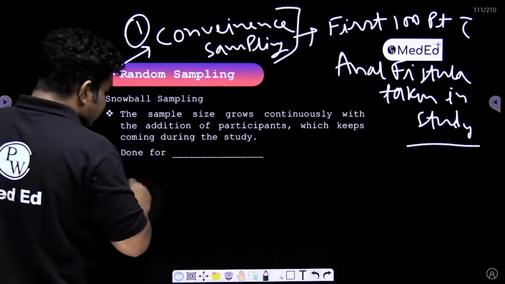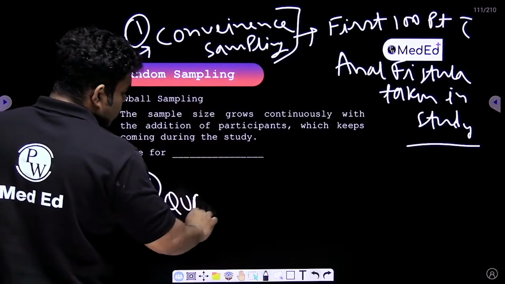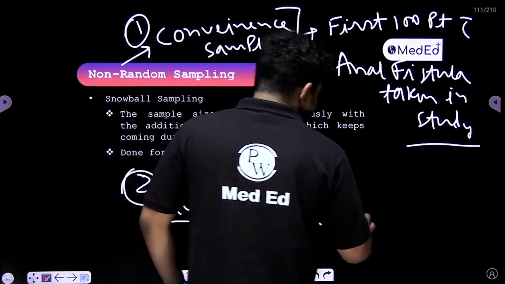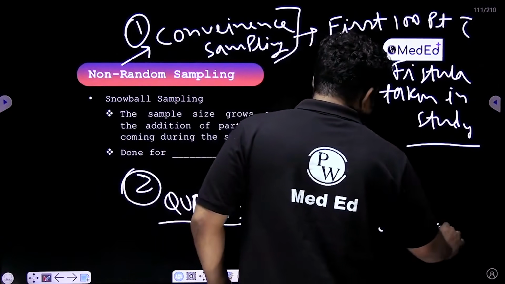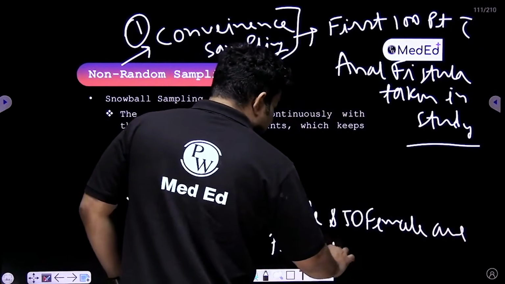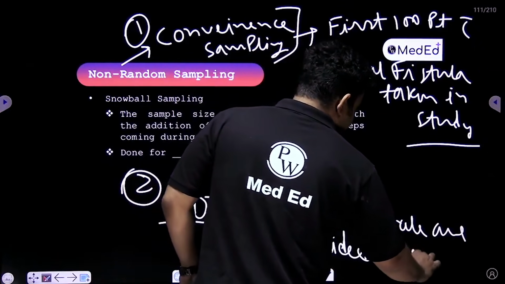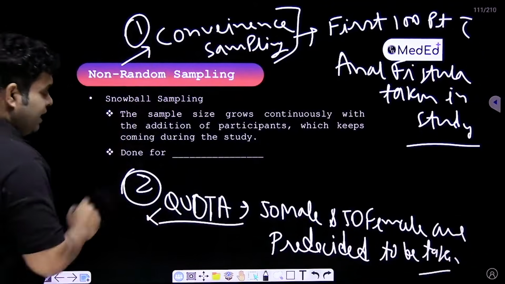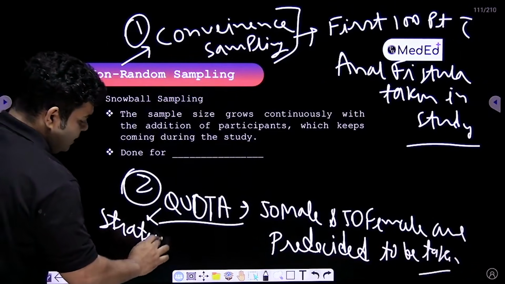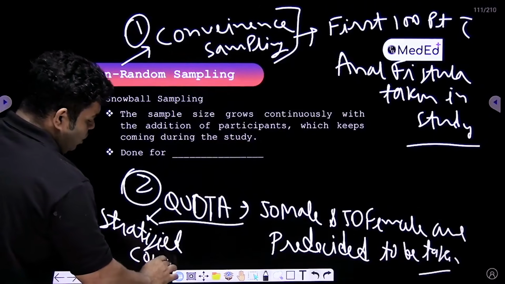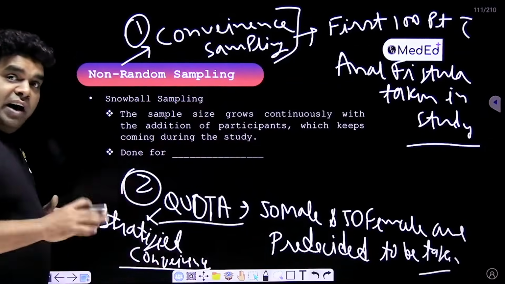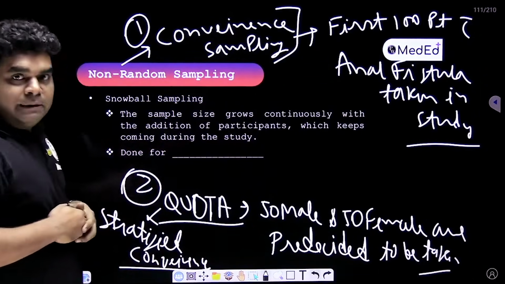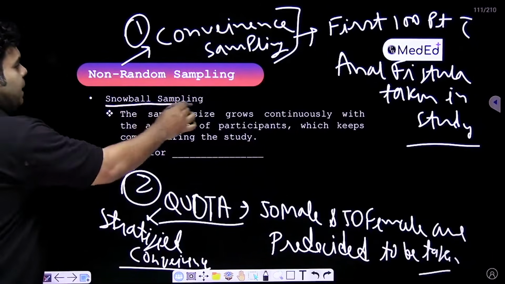So then in the convenience sampling, you can put some quota. Quota means I will choose 50 male and 50 female in the study. So 50 male and 50 female are pre-decided by you to be taken in a study. So you have put in a quota here. That means again you are doing convenience, but you are doing a stratified convenience. You are again sitting in OPD and based on your convenience you choose. But this time first you divide into male and female, then you choose. So it's a stratified convenience. We call it quota. The third type of sampling is snowball sampling.